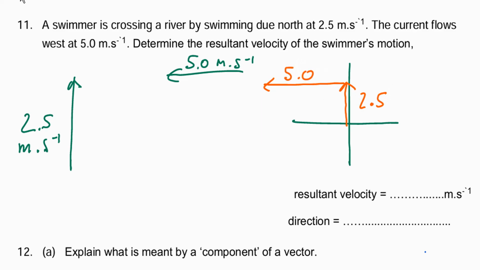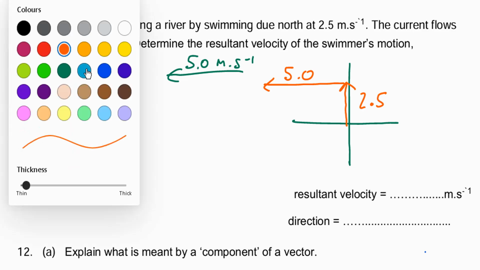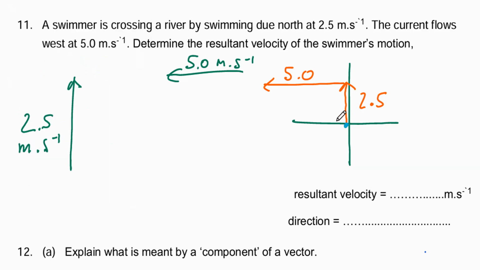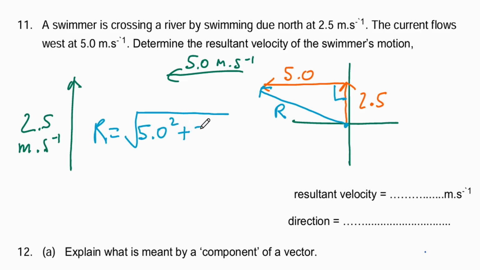Then the resultant velocity will be this vector, so from the tail of the first vector to the head of the second vector. So this will be the resultant velocity. We know that this angle here is 90 degrees. So we can find the resultant by using Pythagoras. And this gives us an answer of 5.6, correct to two significant figures. So 5.6 meters per second.